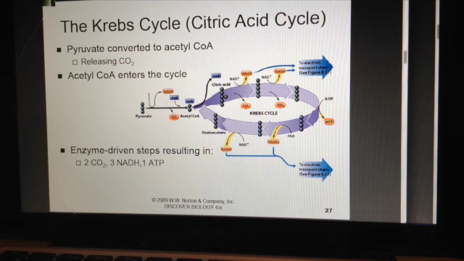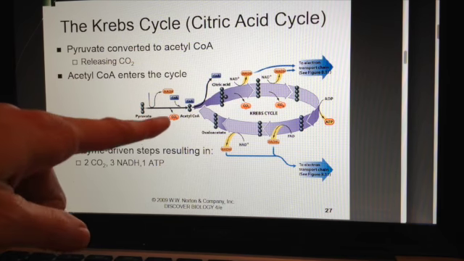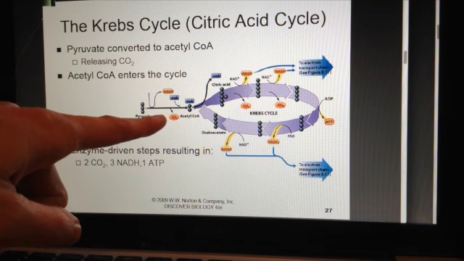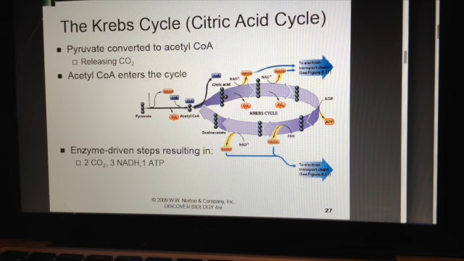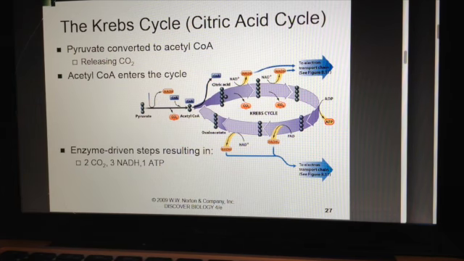So the Krebs cycle is the second stage of cellular respiration. If you look at this, you can see pyruvate is entering, carbon dioxide is leaving. You see citric acid, because the Krebs cycle is also known as the citric acid cycle. That's one of the intermediates. But essentially, pyruvate is converted into acetyl-CoA here, which is what releases the carbon dioxide.